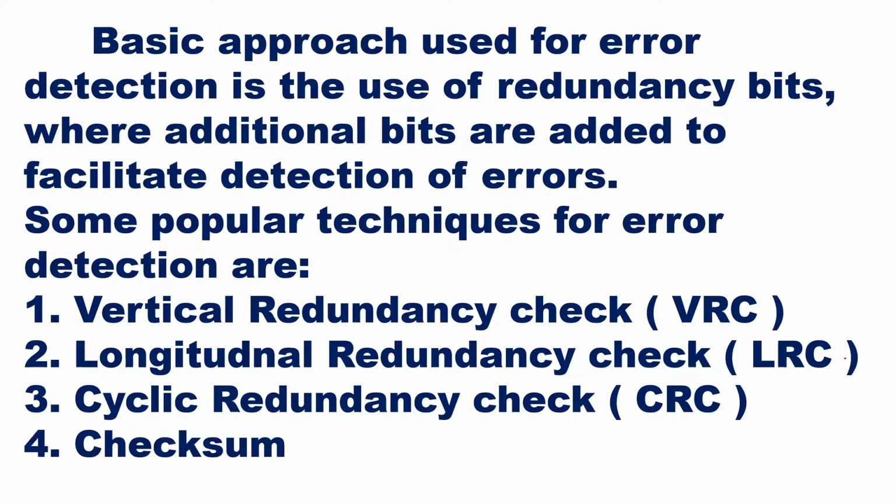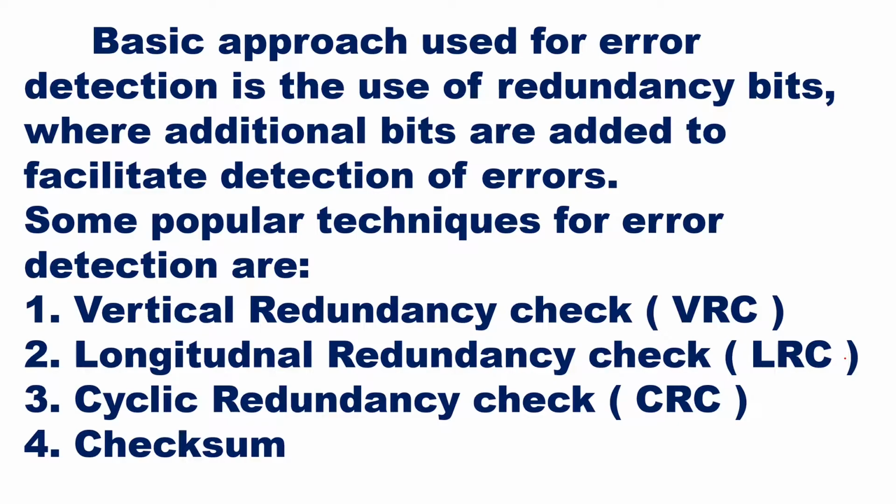The basic approach used for error detection is the use of redundancy bits, where additional bits are added to facilitate detection of errors. So at the transmitter stage, we are going to arrange the pattern of the bits such that at the receiving stage, we should be able to understand if there is an error occurring or not. These are the 4 techniques we are going to see today.